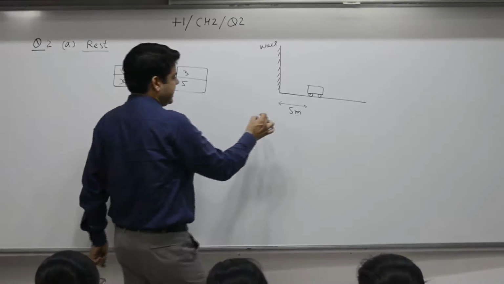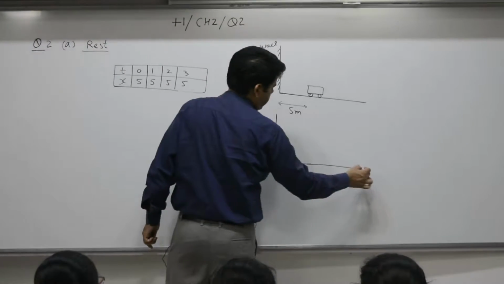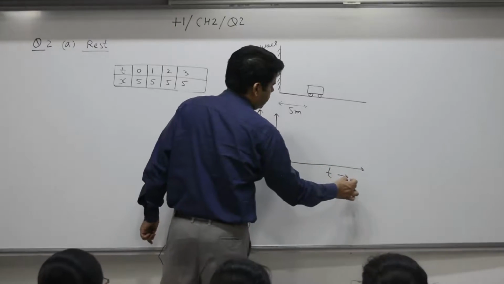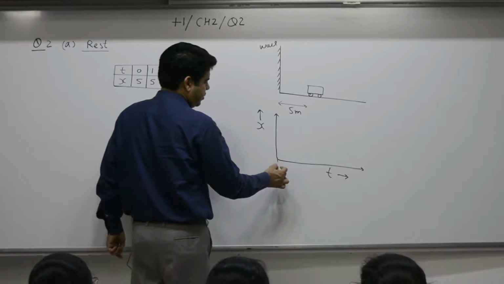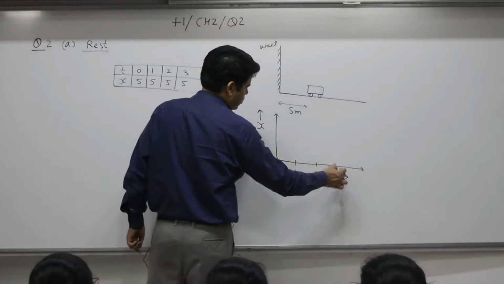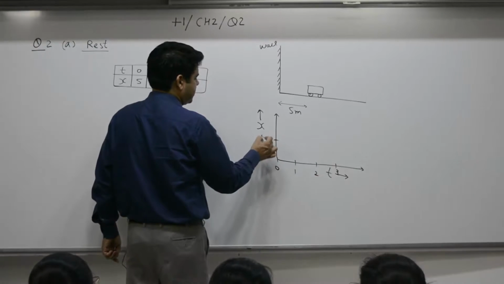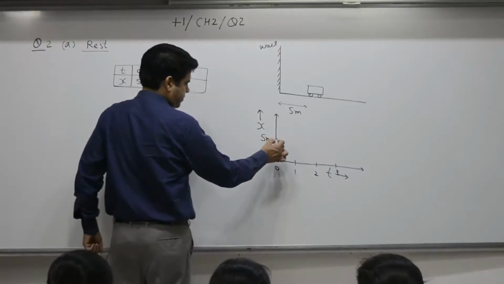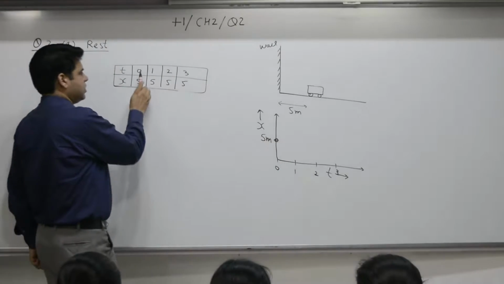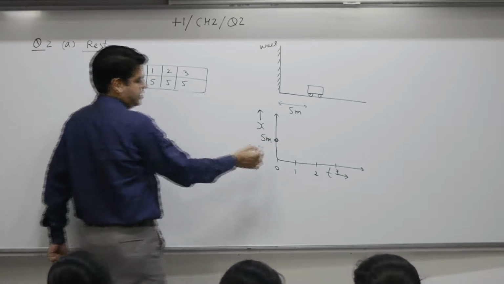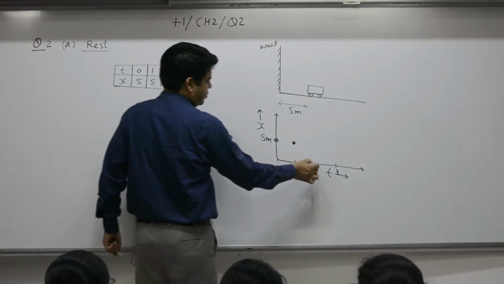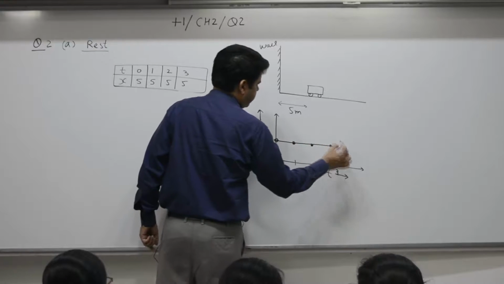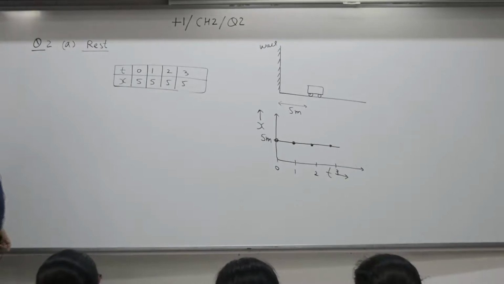How to plot its x-t graph? X along the y-axis and time along the x-axis. T is equal to 0, 1, 2, 3. Let this be 5 meters. When t is 0, x is 5. T is equal to 1, 2, 3, x is 5. So, all the time it is at a constant distance.